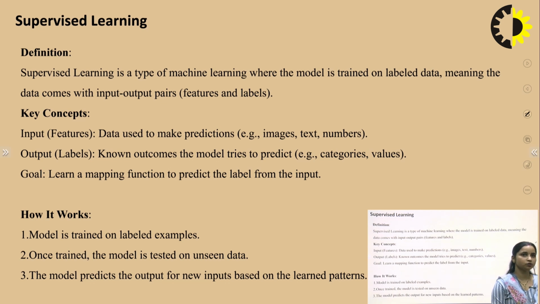Number one, that is supervised learning. Supervised learning is the type of machine learning where the model is trained on labeled data, meaning that the data comes with input and output pairs, features and labels both.